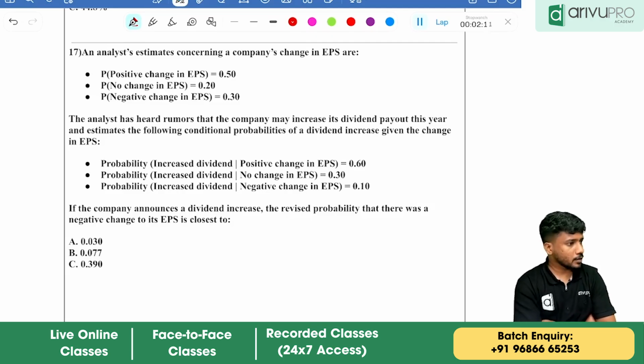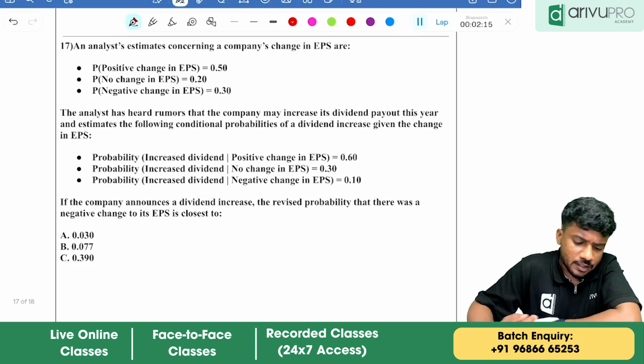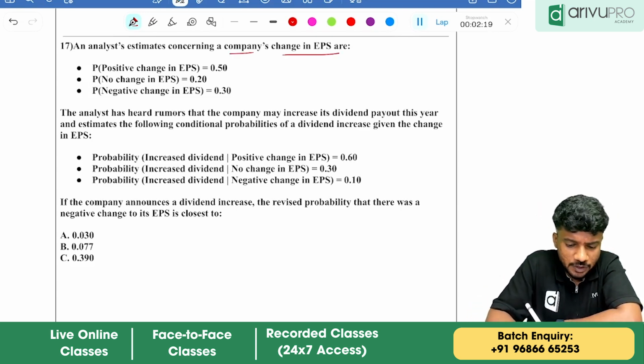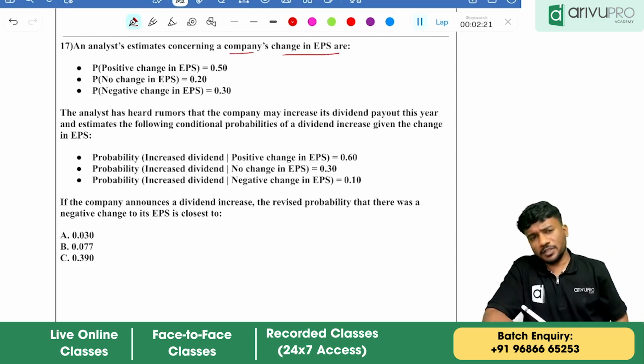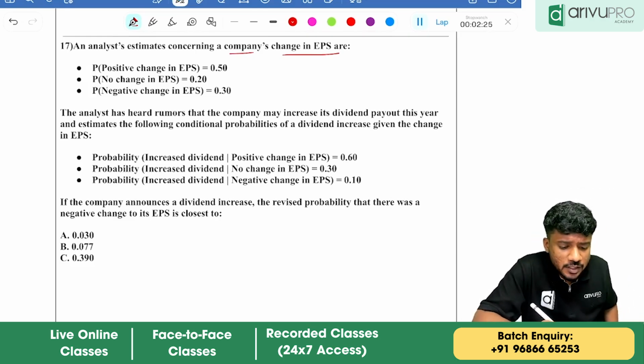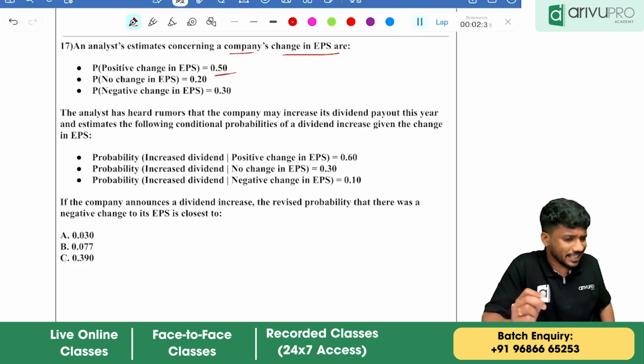Can I try? Look here in this question. An analyst's estimates concerning a company's change in EPS are, okay, he estimated a company's change in EPS. The probability of a positive change in EPS is how much? 50% or 0.5.